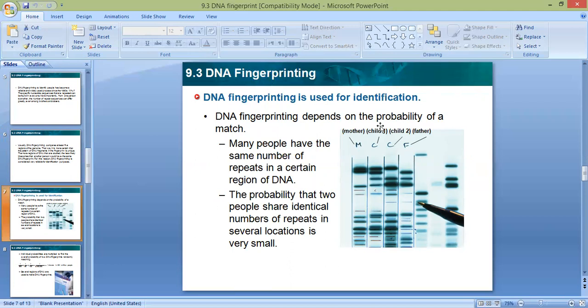DNA fingerprinting depends on the probability of a match. Many people have the same number of repeats in a certain region of DNA. But the probability that 2 people share identical numbers of repeats in several locations is very small. That's why I have to choose 5 locations at least to compare between them.